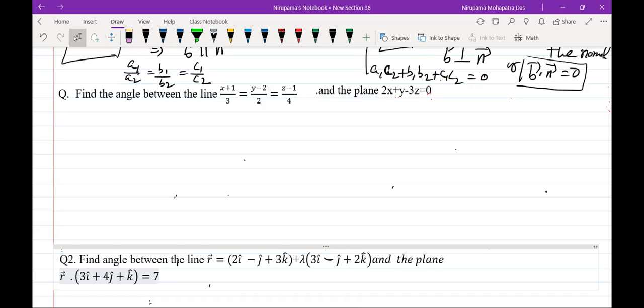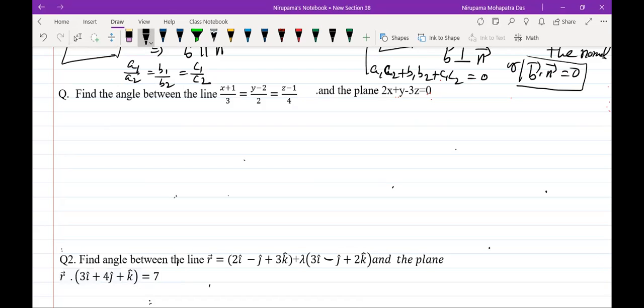So the first question is question number 1. Find the angle between the line (x plus 1) by 3 equal to (y minus 2) by 2 equal to (z minus 1) by 4 and the plane 2x plus y minus 3z equal to 0. The first step is we have to check whether we are given the line in standard form or not. So first you should check whether we are given the line in standard form or not.